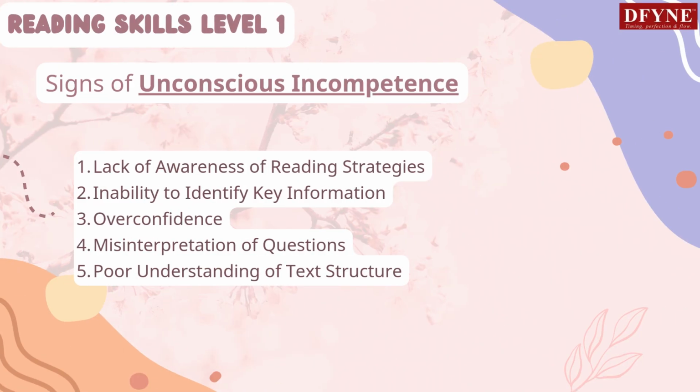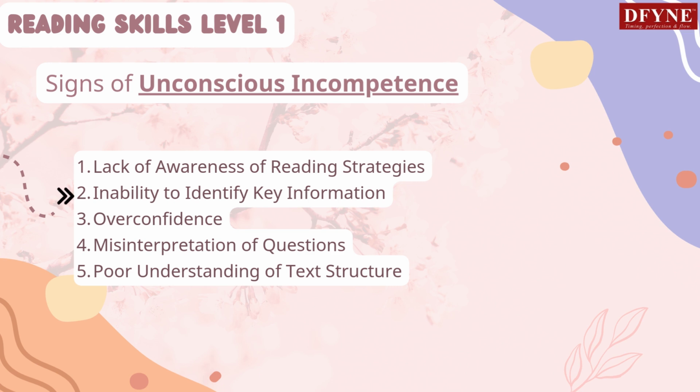The signs that you are at the first stage, the unconscious incompetence level, is that you lack awareness of reading strategy. People in this stage don't realize that there are specific strategies like skimming or scanning that are crucial for the OET reading tasks. The next sign we'll be discussing is the inability to identify the key information. People in this stage often miss crucial parts of the text, assuming that their understanding is complete.